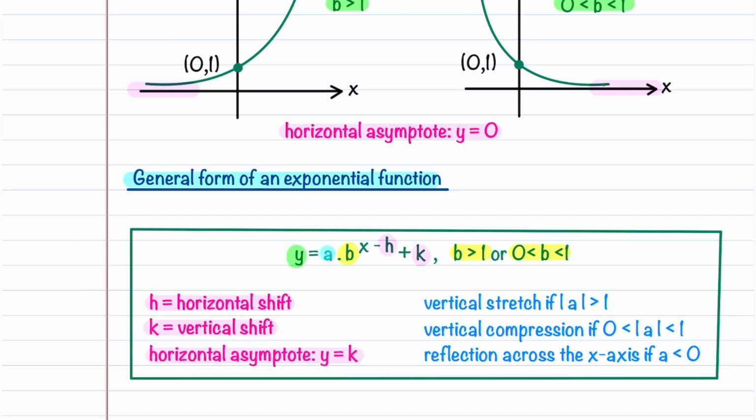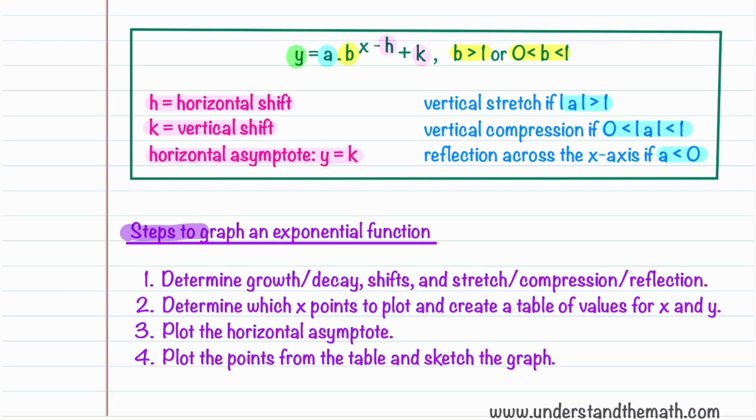Let's now look at the constant a that multiplies our base b. This constant represents a vertical stretch if the absolute value of the constant is greater than 1. It represents a vertical compression if the absolute value is between 0 and 1. And if the constant is less than 0, it represents a reflection across the x-axis. I've written down 4 steps that you can follow when graphing any exponential function, and I'm going to go through these step by step as we walk through our examples.